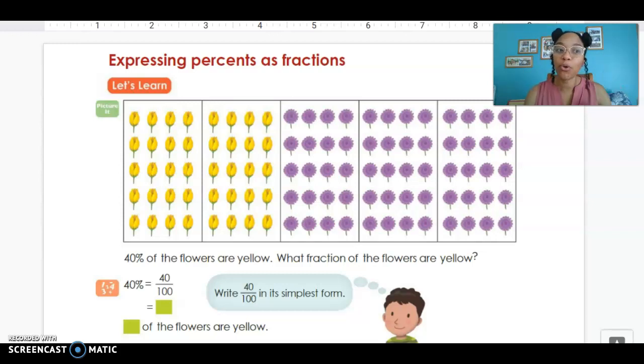4 and 10 are both even numbers, so we need to divide by 2. 4 divided by 2 is 2. 10 divided by 2 is 5. So we get 2 fifths. 2 fifths of the flowers are yellow.